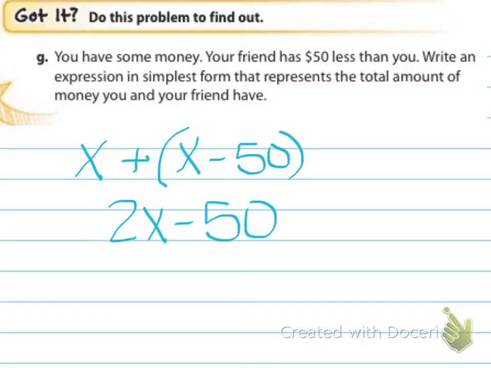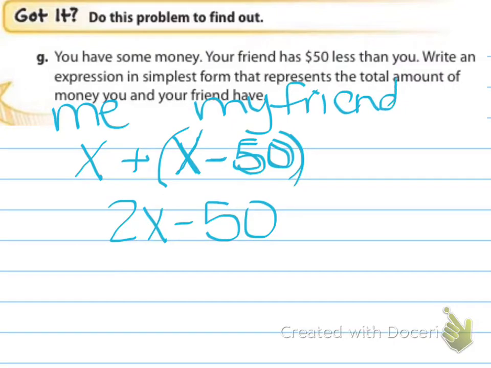Pause the video. All right, this one's a little tricky to figure out unless you write it out step by step. So if I said X represents the amount of money that I have, and I'm going to add my money and my friend's money together, but my friend has $50 less than me, I would be taking my money, which is X, minus $50. So it's basically like, here's me, and here's my friend's money, and I'm adding them together. So me, I'm X, my friend is X minus 50, and so if I simplify the expression, then I'm going to have 2X minus 50. So 2 times my money, then take away $50.